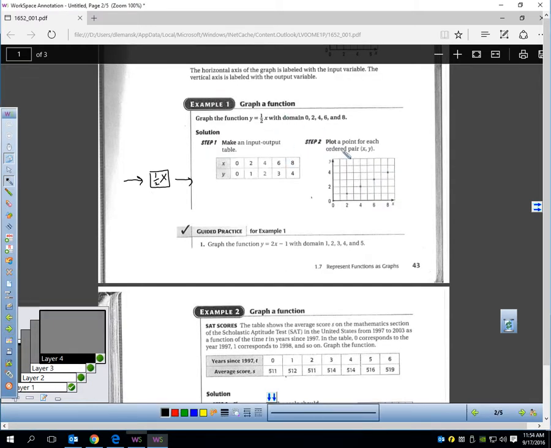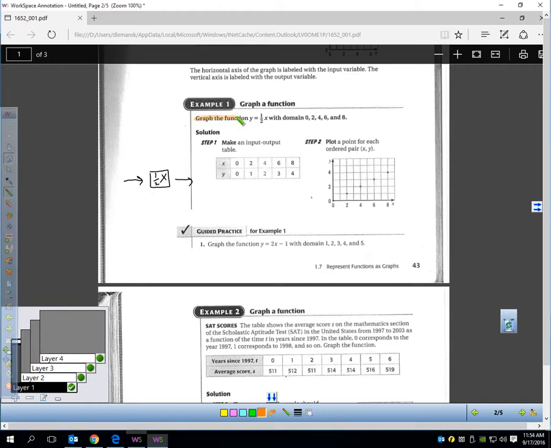So in the homework today, they're going to ask you to graph a function. So in this particular example, when you read the directions, it says graph the function y equals 1/2 x with a domain of 0, 2, 4, 6, 8.